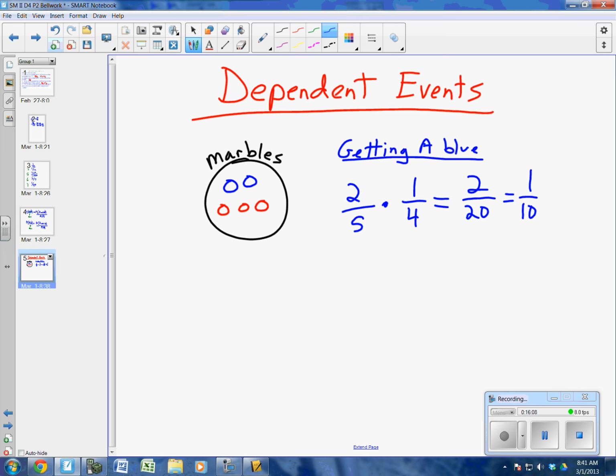Okay? Let's say I did choose a red marble the first time, and then I choose a blue marble. So what if I chose a red? What's the chances of choosing a red marble the first time? 3 out of 5. What would be my chances then of choosing a blue marble? 2 out of 4, right? So getting a red then a blue would be these chances right here, which would be 6 out of 20, which is 3/10. That's the chance of getting a red then a blue, right? So do you understand dependent probability?